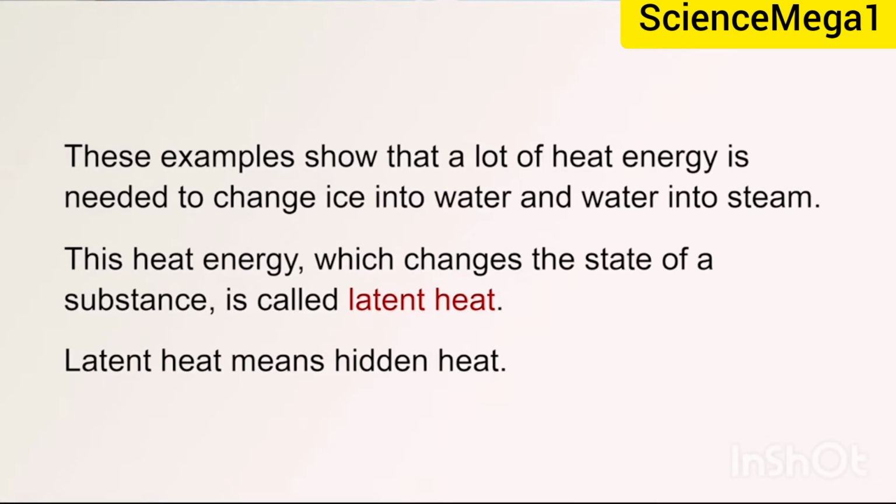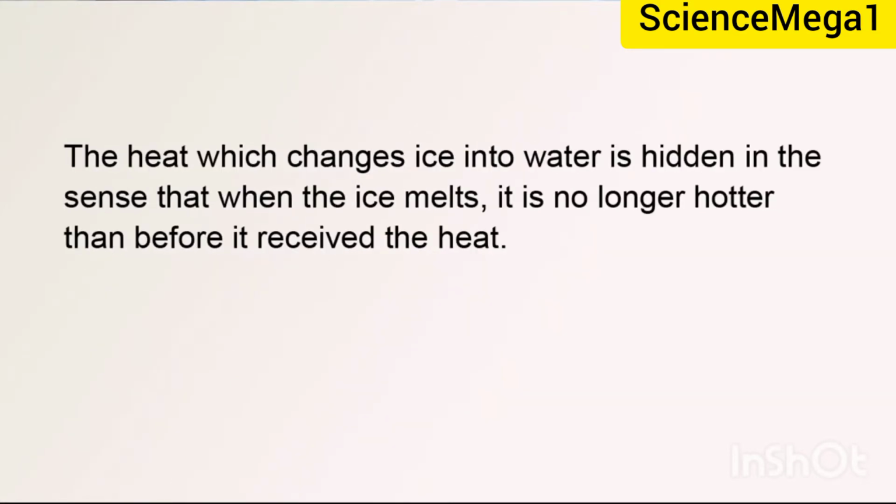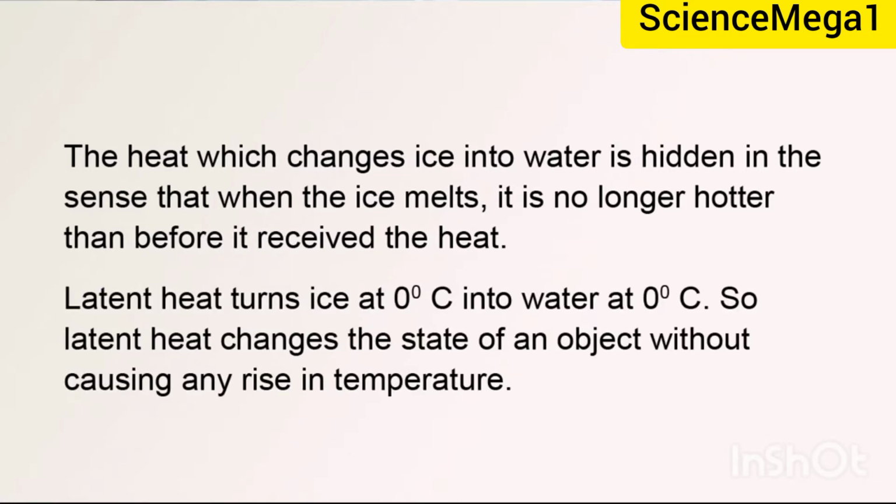Latent heat means hidden heat. The heat which changes ice into water is hidden in the sense that when the ice melts, it is no longer hotter than before it received the heat. Latent heat turns ice at 0 degrees Celsius into water also at 0 degrees Celsius. So latent heat changes the state of an object without causing any rise in temperature. I hope you are taking note of that.